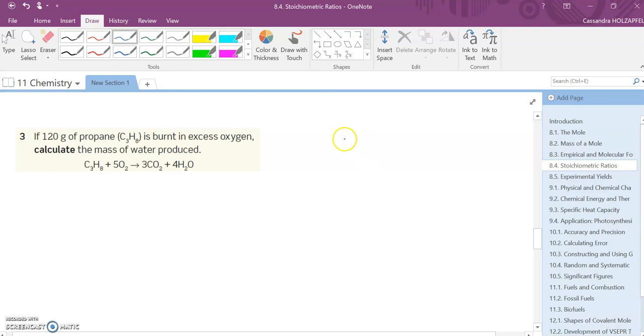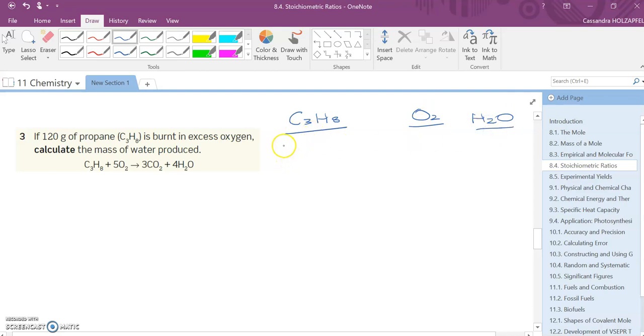Okay, so 120 grams of propane, not protein, is burnt in excess amounts of oxygen. Calculate the mass of water produced. And they've already got a nice balanced equation there for us. So let's start off by writing what information we actually know. So we've got an excess amount of oxygen that's being reacted, and we are producing water.